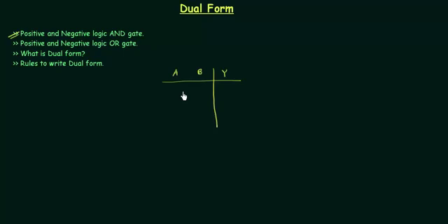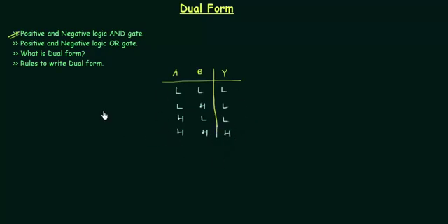So we have 4 possible combinations because we have 2 inputs, and the first combination is low, low, when both the inputs are low. Then we have low, high, high, low, and finally we have high, high. So these are the 4 possible combinations, and the output will be low, low, low, and high. So this is the simple AND gate.